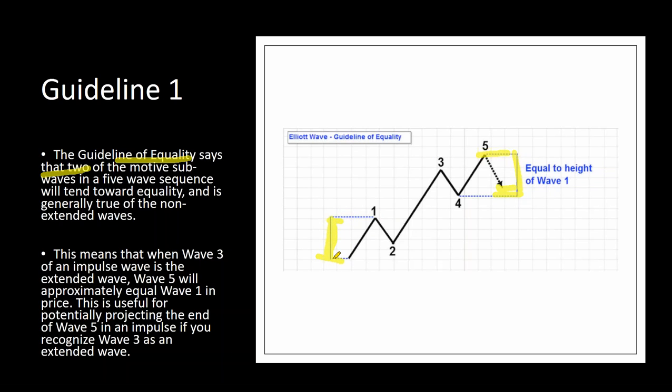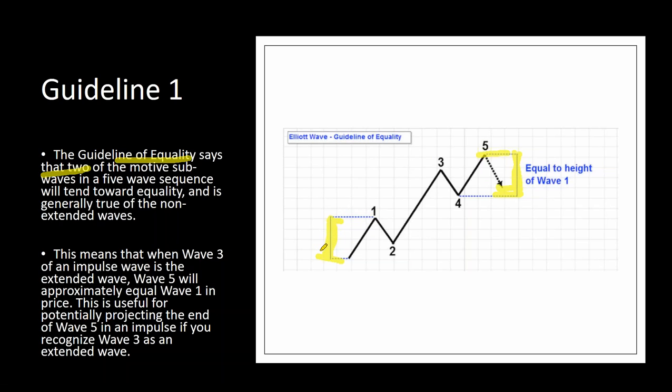Why it happens, I can't tell you. I've never done the studies, but it happens. Because remember, the market is all about the battle between the bulls and the bears and the psychology of the markets. But under the guideline of equality, wave 5 will most likely be equal to the same climb as you had in wave 1.